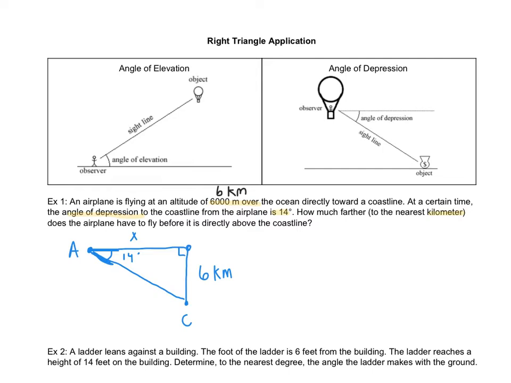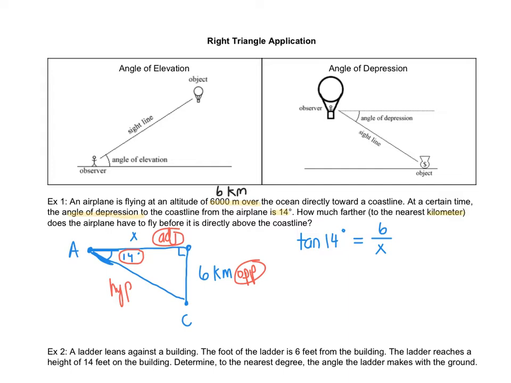Now we have a right triangle, we have an angle, we have a side length, and we're looking for a missing side length. So whenever we're given our angle, this will be our reference angle. And like always, let's label opposite, adjacent, and hypotenuse. In this scenario, we're given opposite and we want adjacent, which means we will use our tan ratio. So tan 14 is equal to the opposite side, which is 6, over the adjacent, which is x.